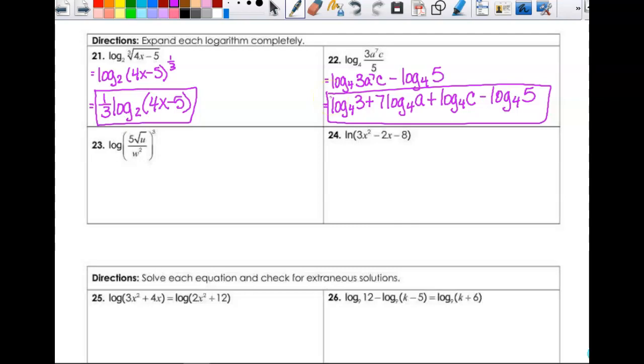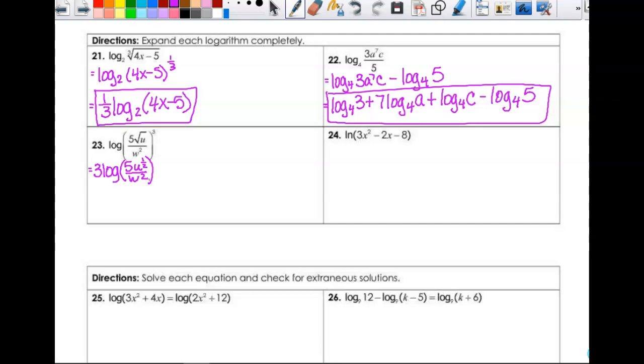Okay, number 23. Now, you could go about 23 one of 2 ways. I'm only going to work it one way. The answers in the end do look different. So like if you were to distribute this cube into all of this, it would look different in the end, but that's a lot, I wouldn't do that. I would just bring the 3 out in front. So this is going to give me 3 times the log of 5, and I'll make that u to the 1/2 power divided by w squared.